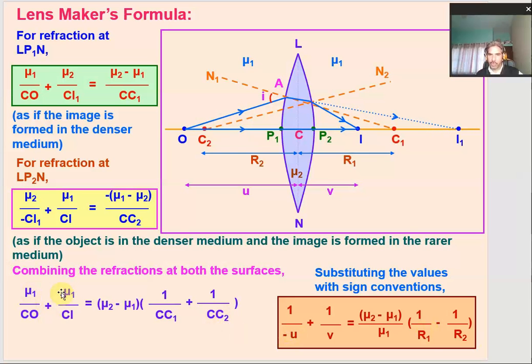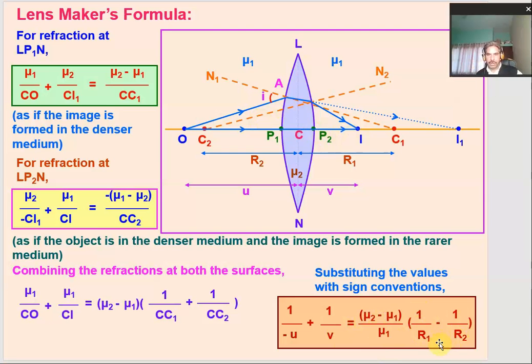Here mu1 is taken to the right hand side, so on this side mu1 is taken common, on the other side it will just divide. On the left hand side we are left with only 1 upon CO. So this is CO, which will be negative, so it is minus U. Ci is positive along the direction of incident ray, therefore this will be positive V, which is equal to mu2 minus mu1 upon mu1, and inside the bracket we have 1 upon R1 minus 1 upon R2 according to sign conventions, right?